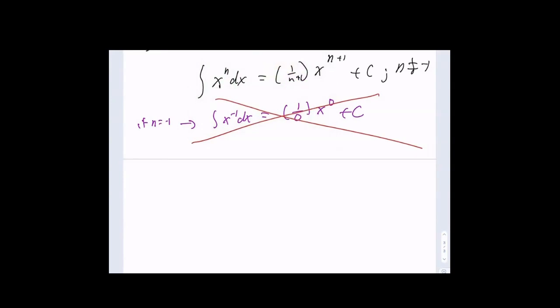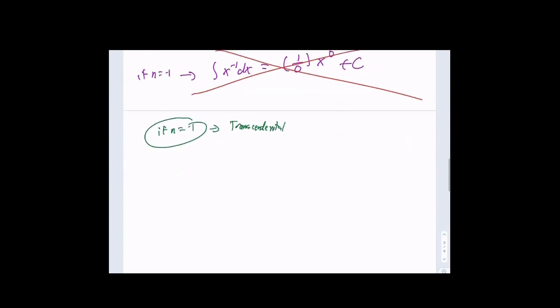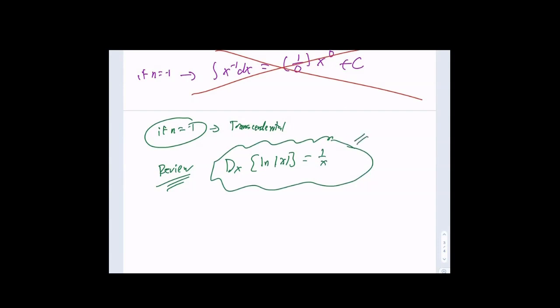So, if n equals negative 1, this is a transcendental. And what I mean by that is, in terms of review, what is the derivative of the natural log absolute value of x? Is it 1 over x? 1 over x, which is also known as x to the negative 1. I just want to point that out.